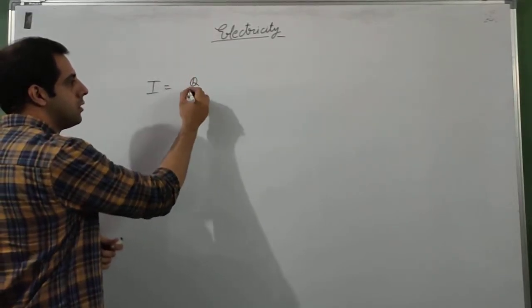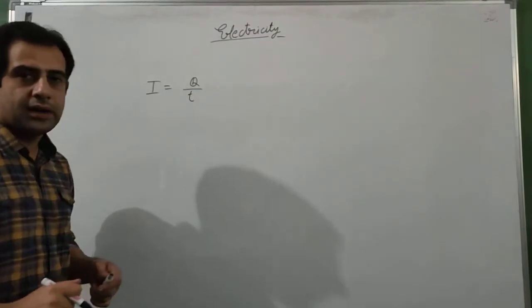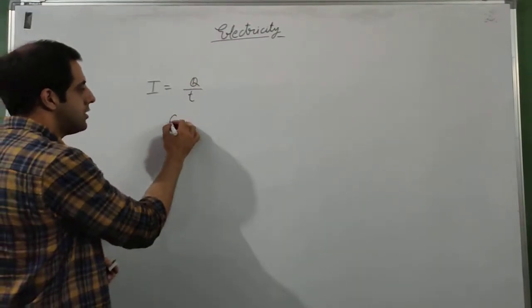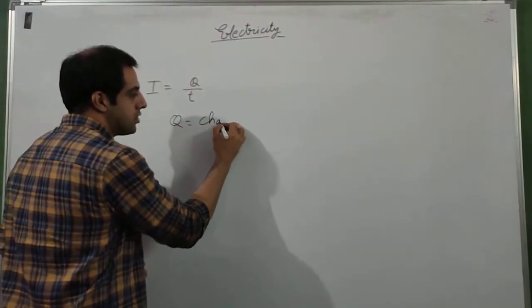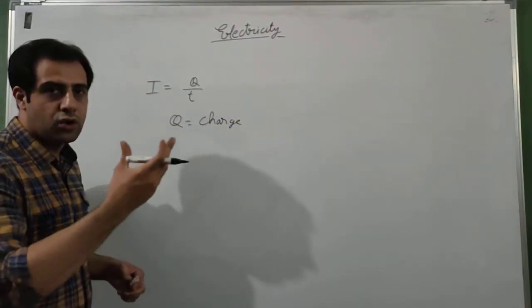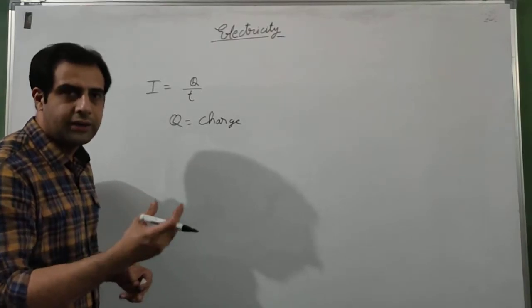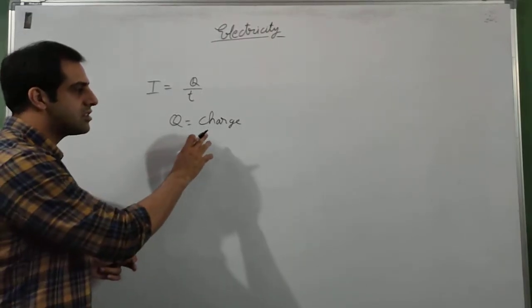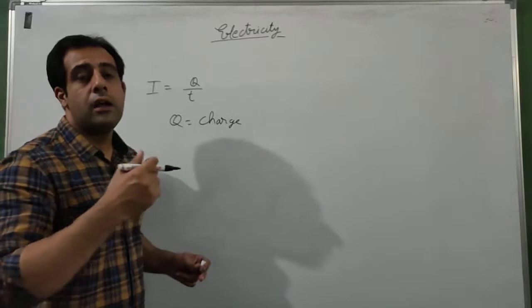We also studied a formula for current I, which is equal to the rate of flow of charge, so Q by T, where Q is charge. Which charge are we talking about? If we are talking about a solid conductor, a wire, then the charges that are flowing in a wire are electrons.